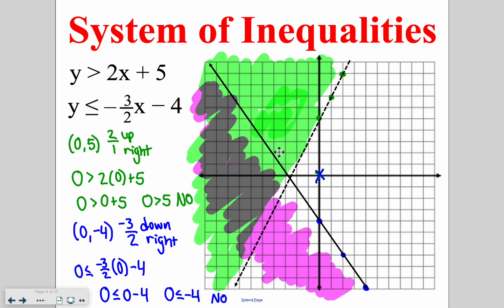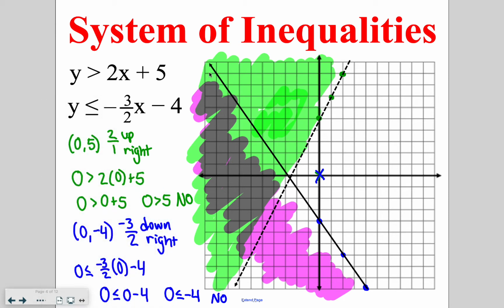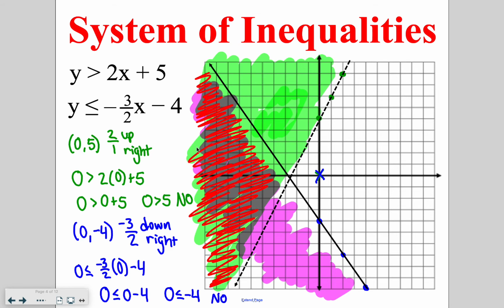Now, when we are looking for the solution to a system of inequalities, we are looking for the part of the graph that overlaps. So you have two options at this point. Your first option is to take a third color or take your pencil and make it much darker where these two overlap. So that's our first option.